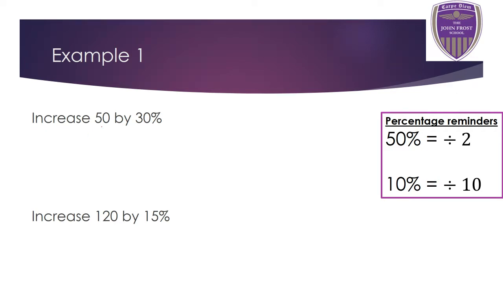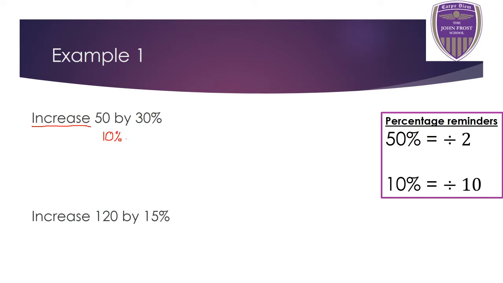I want to increase 50 by 30%, okay? So remember the word increase means to add on. First of all, I need to find out what 30% of 50 is, and then add that on to 50. How can I find 30% of a number? Well, let's look back at my 50% and 10%. Which of these is the most useful for finding 30%? Well, it's going to be 10%, isn't it?